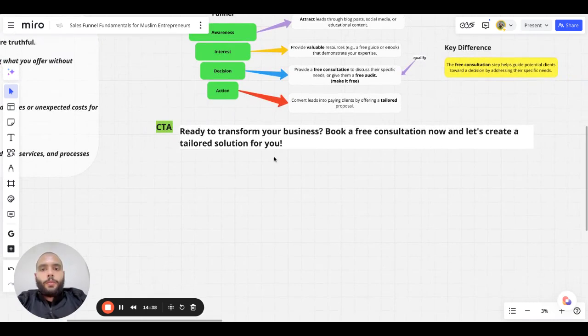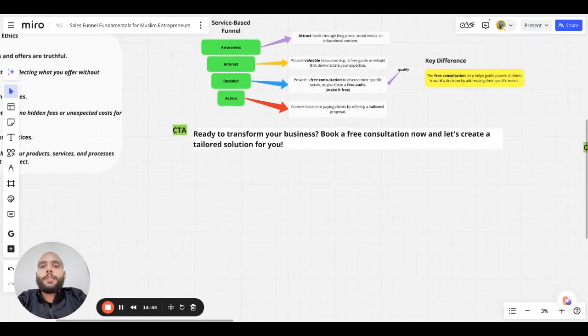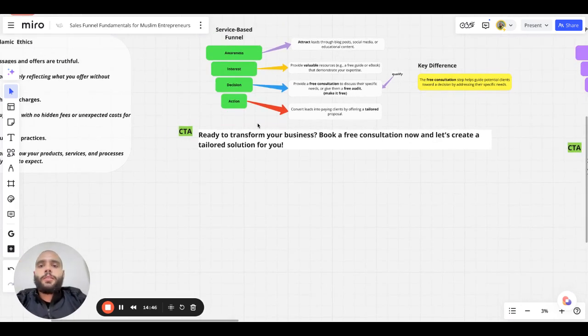So the call to action: ready to transform. Like, this is an example: ready to transform your business. Book a free consultation now, and let's create a tailored solution for you. So that's like a small little mini call to action. It depends on where you're looking. If you have a free lead magnet like a Notion, or if you're on your YouTube video, there are different calls to action. This is just an example.